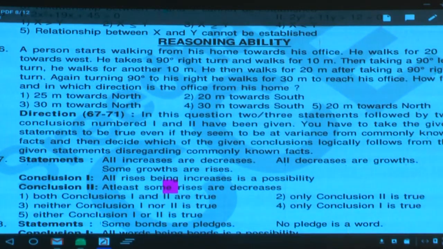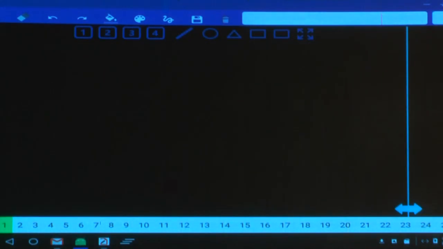Different directions. One question based on these directions. Now, what is the information here?